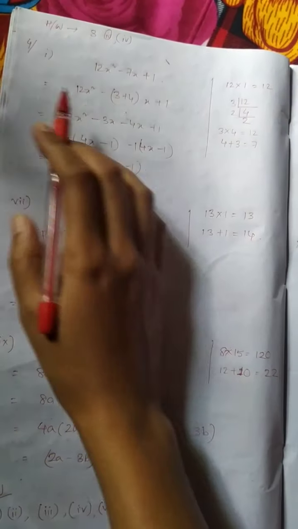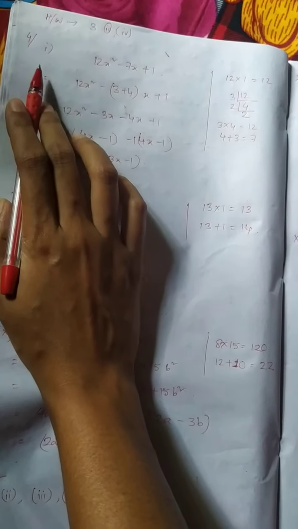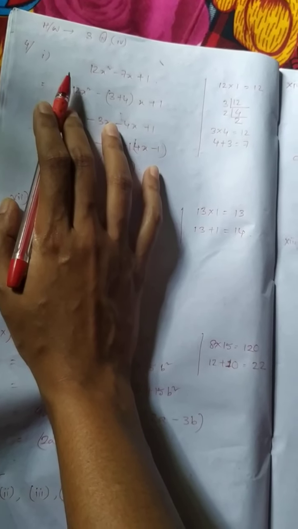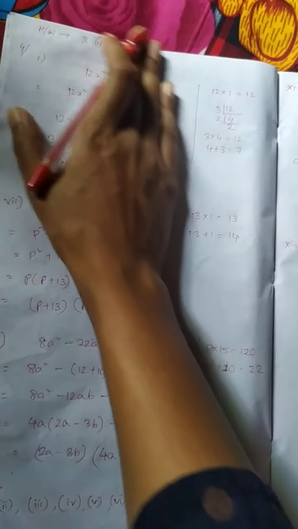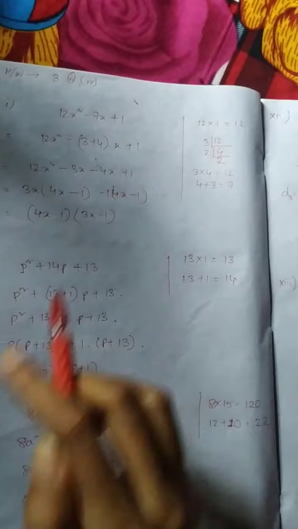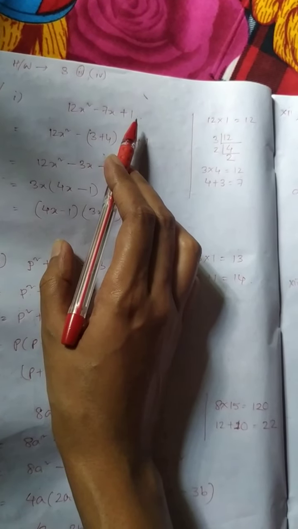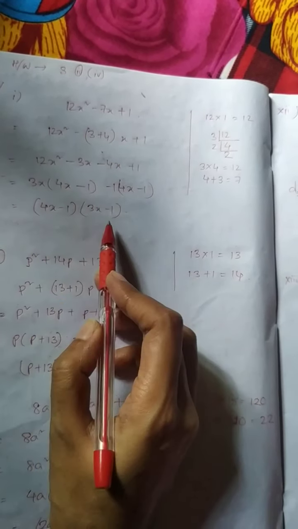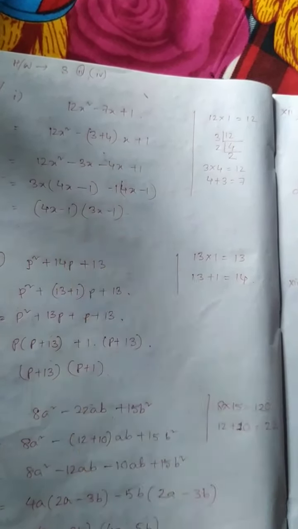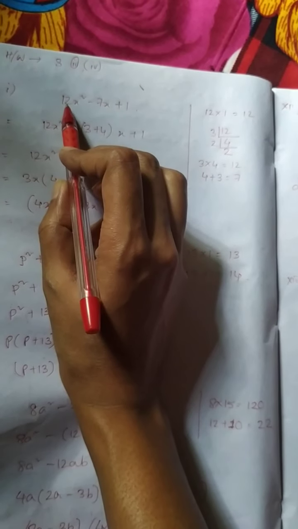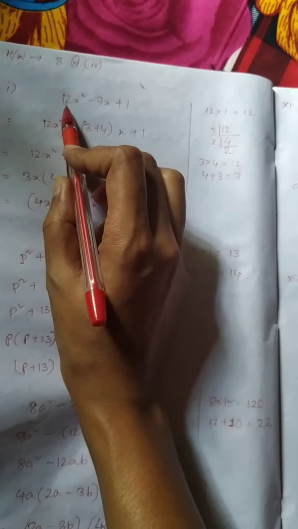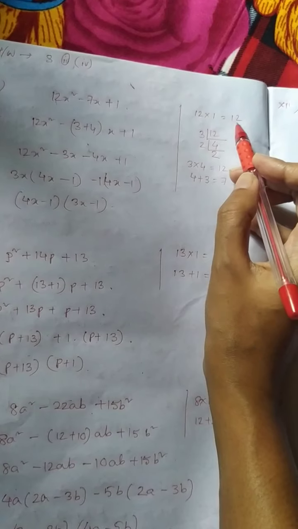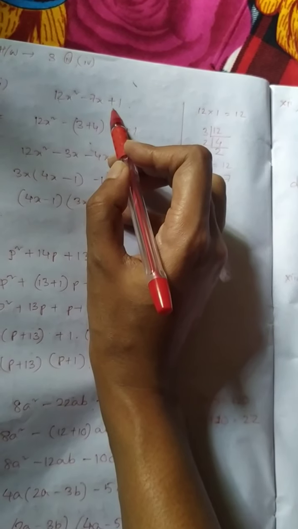Now you see, question number 4 is about factorization. So you just see, this is the polynomial given. You have to factorize it like this. So how will you do it? See, this is the coefficient of x squared and this is the constant term. So I will multiply these two, 12 into 1. So I will get 12, and this is the plus sign.